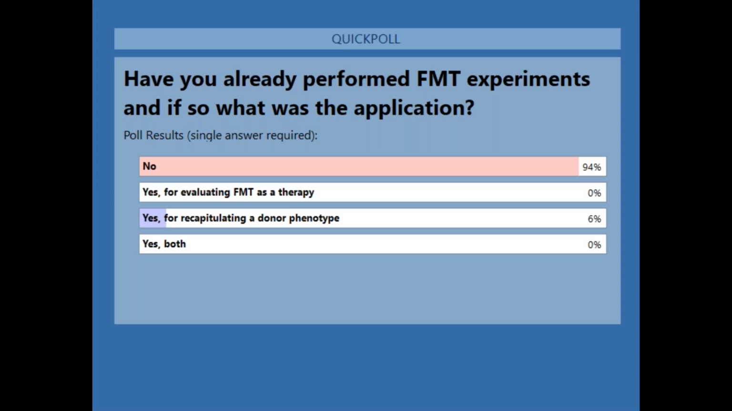Okay, so here are the results for poll number 2. We have 94% of our audience members saying no. Yes for evaluating FMT as a therapy, we're looking at 0%. Then we have 6% saying yes for recapitulating a donor phenotype, and then 0% for yes for both.